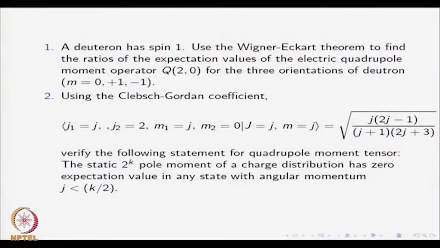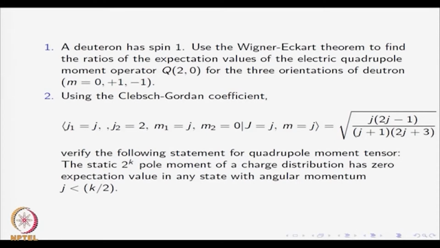So, the Wigner-Eckart theorem relates the irreducible and reducible representation, which you might have seen in the lectures. So, let us go with the first problem, which is the deuteron problem, a famous problem. The deuteron has spin 1, and we use the Wigner-Eckart theorem to find the ratio of the expectation value of the electrical quadrupole moment operator q 2, 0 for the 3 orientations of the deuteron.